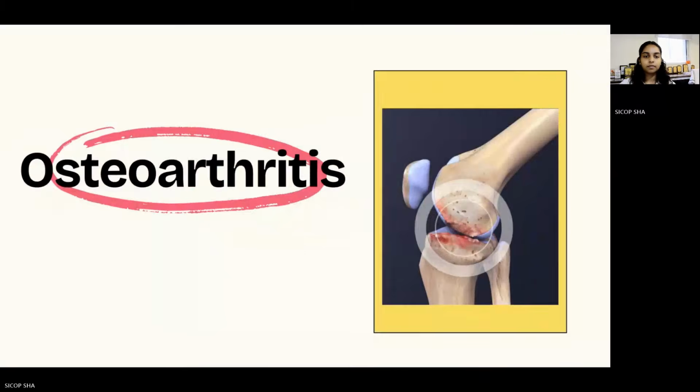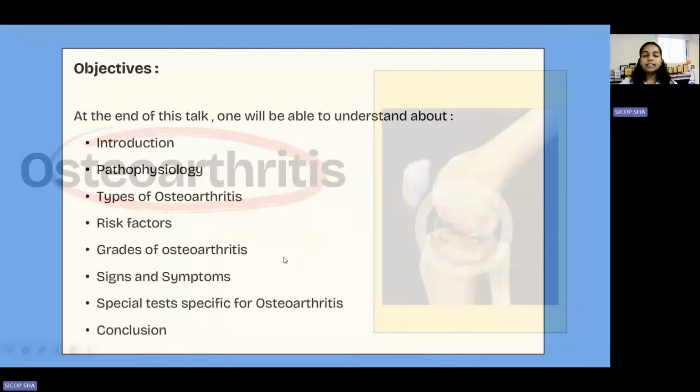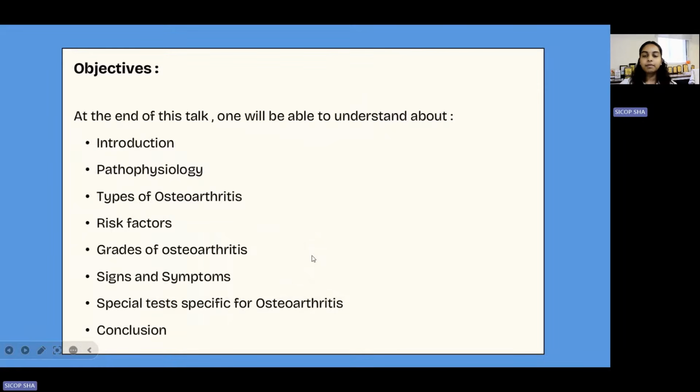I'll be sharing the screen. So at the end of this talk, one will be able to understand the introduction, that is, what exactly is osteoarthritis, the pathophysiology behind it, types of osteoarthritis, any risk factors associated with it, grades of osteoarthritis, signs and symptoms related to it, and any special tests which are specific for osteoarthritis, and we will conclude the session.